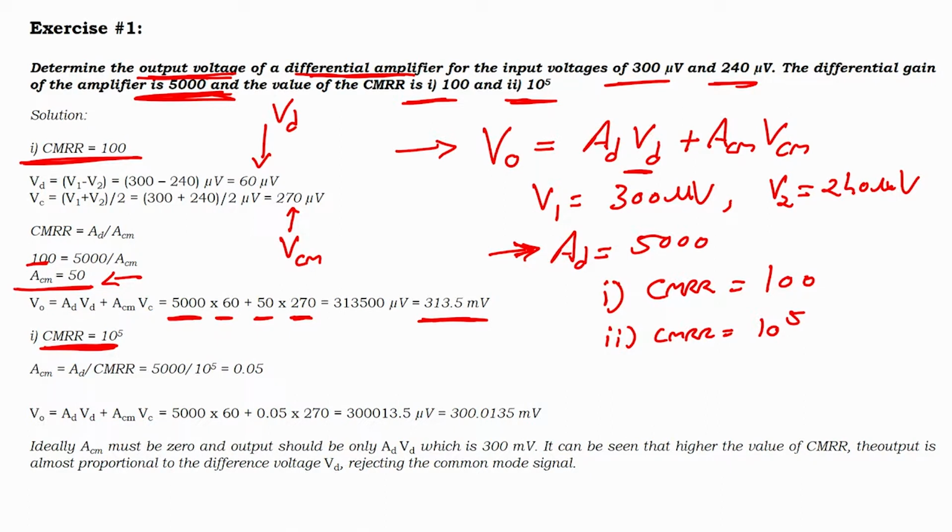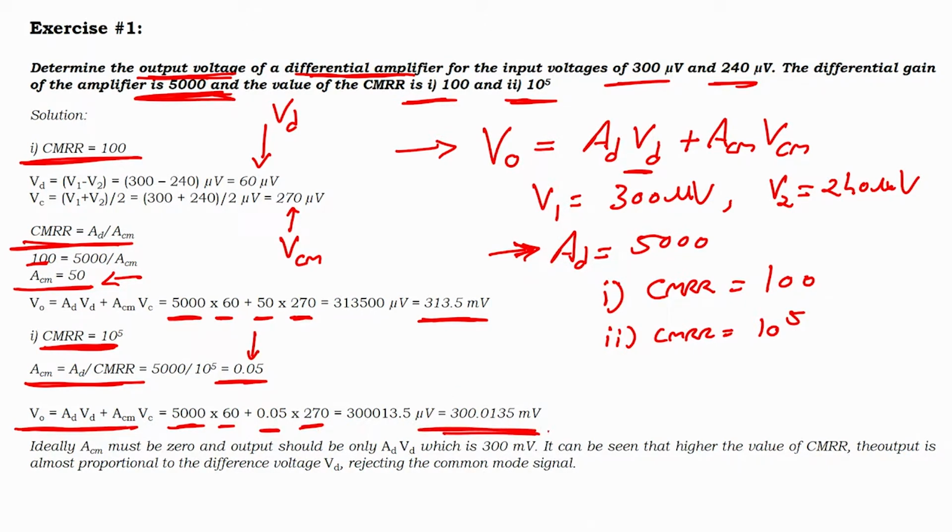So, for CMRR equal to 10 raised to 5, you know that equation, right. CMRR equals AD by ACM. So ACM would be nothing but 0.05. If I substitute this value again in this equation, the rest of the things remain the same, only my CMRR is now 10 raised to 5. So my ACM would change. When I substitute this new value 0.05, the rest is the same as the previous example. So what do we have?